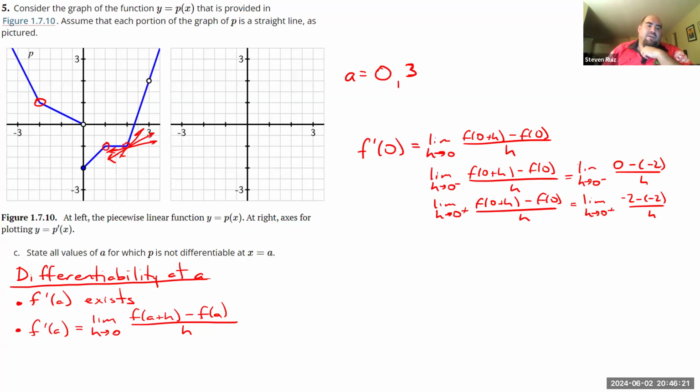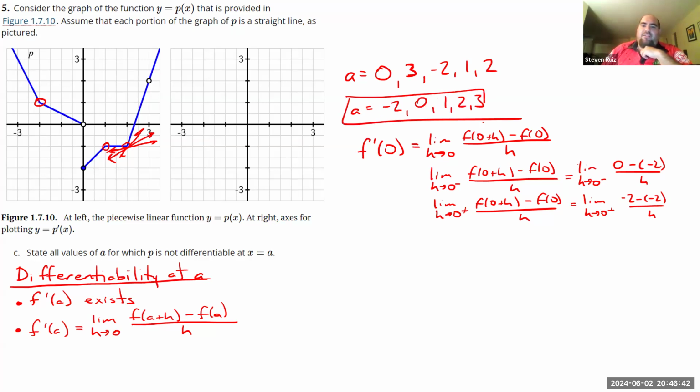I have 3 more x values I have to worry about. And it looks like they are going to be -2, +1, +2. So if we write these in numerical order, -2, 0, 1, 2, 3.